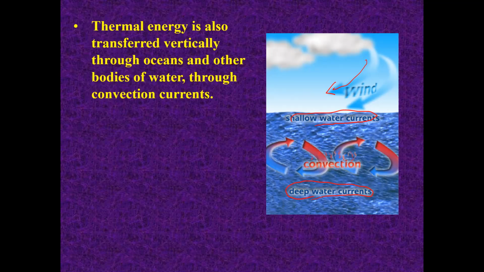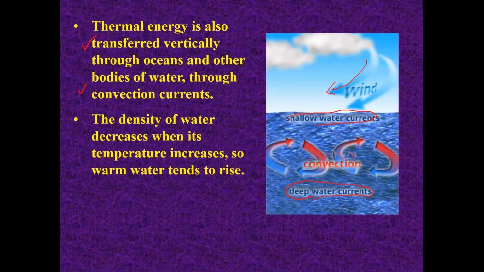And here's another picture. Convection currents in the water and winds on the surface provide these shallow currents. The deep water currents are the convection currents caused by different heats in the equator and the poles. So thermal energy is also transferred vertically through the oceans, through convection currents. And density of water decreases when its temperature increases. So warm water tends to rise. Cooler water is more dense and it sinks. And what it's going to bring with it is a lot of nutrients all the way down. So we can get the movement of nutrients in the ocean this way.